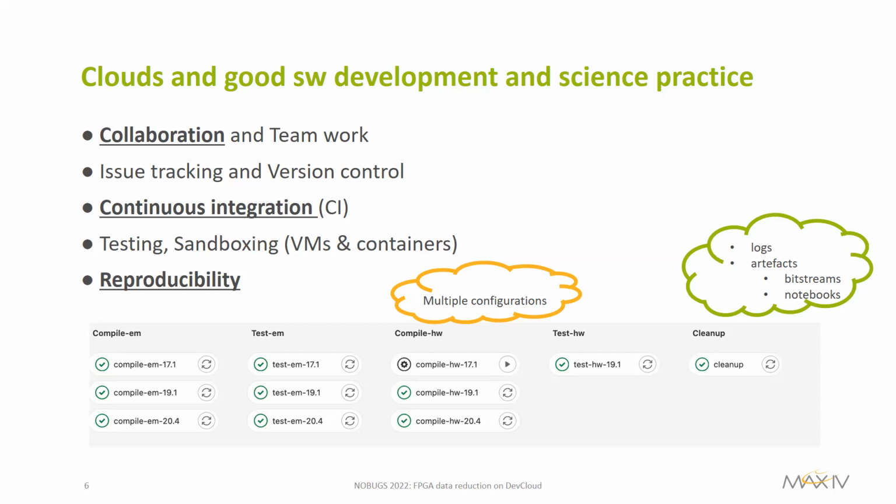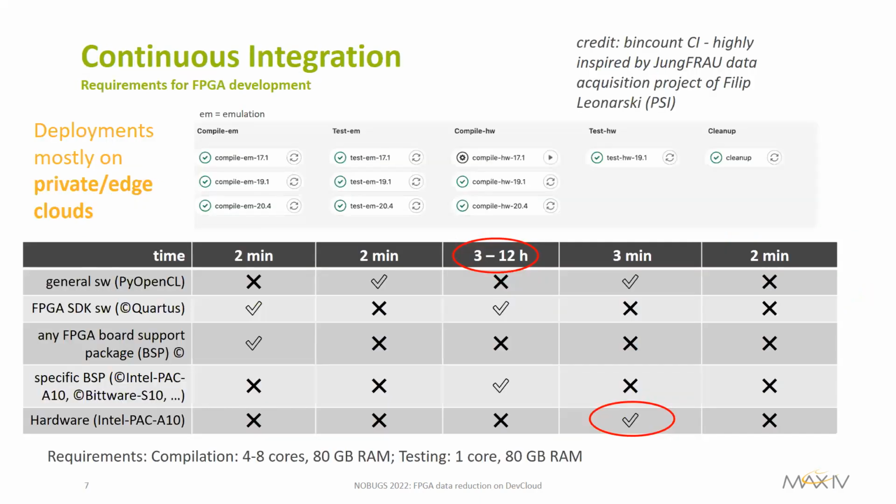I also looked at science practice. This is where I put one point, and it's reproducibility: we are working on clouds to improve reproducibility. For me, just implementing continuous integration in our project brought us the advantage that we have multiple configurations for different hardware and different software framework versions. We also have artifacts, logs, bitstreams, notebooks. So that's a big profit.